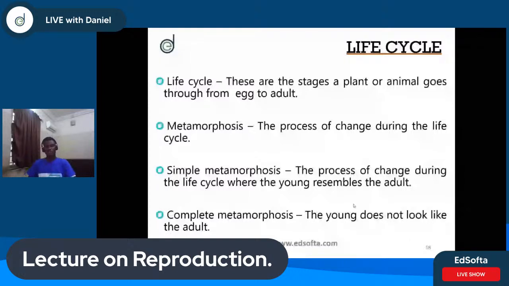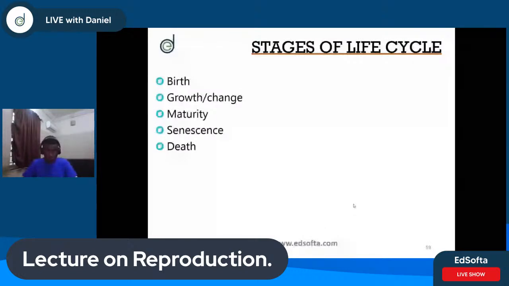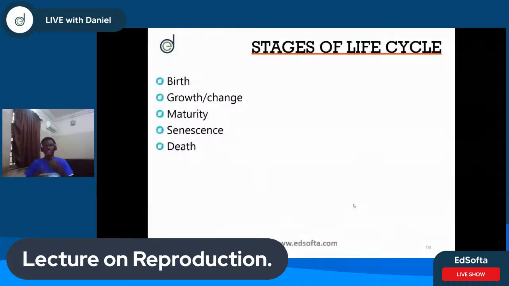Now we have simple metamorphosis. It is the process of change during the life cycle in which the young resembles the adult. That's what it looks like, the adult. So what are the stages of life cycle? We have the birth stage, the growth or change, maturity, senescence, and death. So let's explain them as a group chronologically.